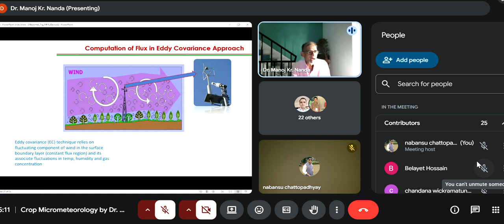Actually, it relies on the fluctuating component of wind in the surface boundary layer and its association with fluctuations of temperature, humidity, and gas concentration. Usually when we measure wind, we measure horizontal wind, but the eddy covariance system measures three components of wind: horizontal X, horizontal Y, and vertical Z. For the computation, this Z component is used. Z means vertical wind speed, and fluctuation in vertical wind speed is used for this purpose.